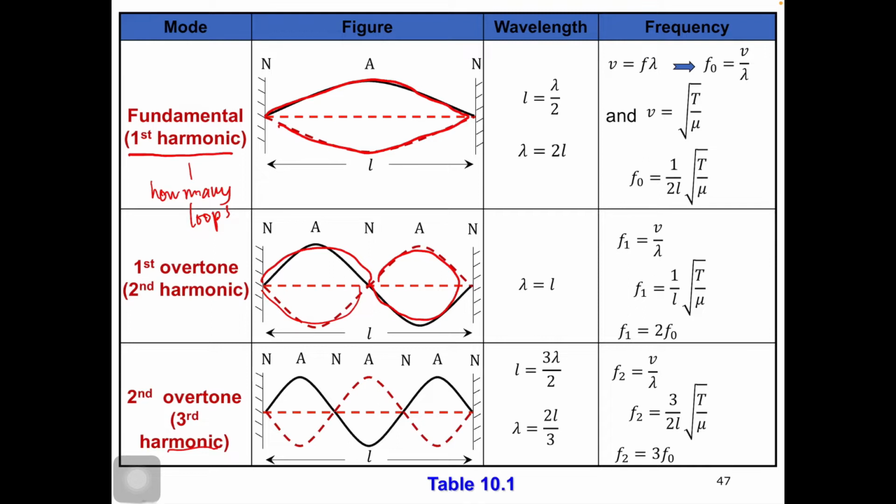Okay, then we look at the wavelength here, lambda. We know that a wavelength has one full cycle. So the cycle looks like this, a complete one.